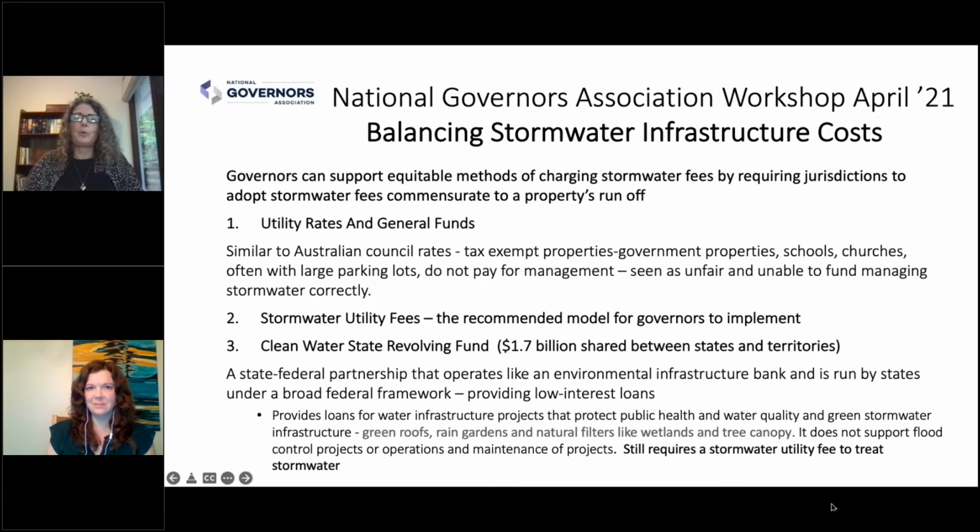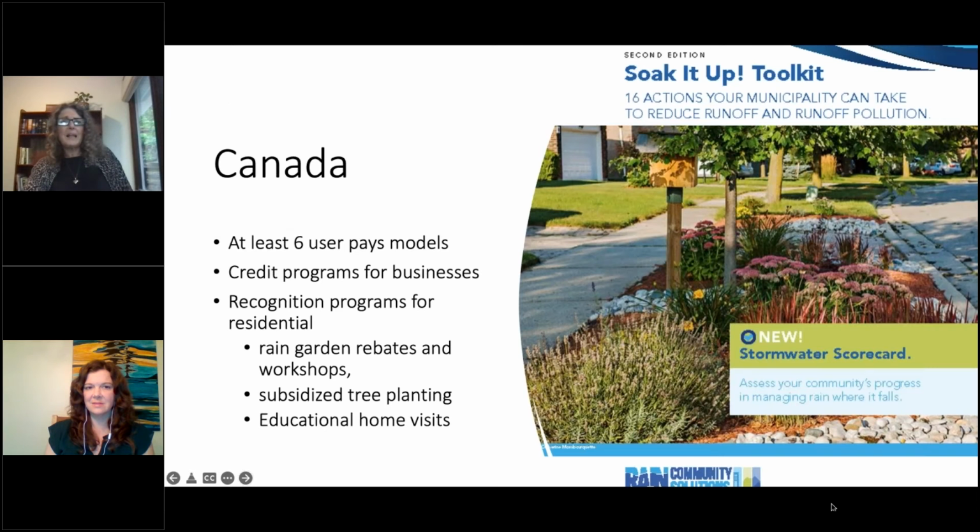They also have a Clean Water State Revolving Fund, which is 1.7 billion shared between states and territories. This is very low interest loans where states can take on projects of infrastructure, not maintenance. And then once they've paid that loan back, it rolls over to someone else who's going to do more capital works.